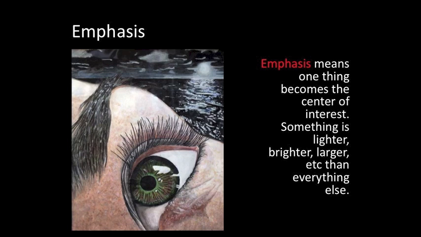Our next design principle is emphasis. Emphasis means that one thing becomes the center of interest. Something is lighter, or brighter, or larger than everything else. In this image, it would be obviously the human eye. If you get nothing out of this class other than this particular design principle, I'll be happy.